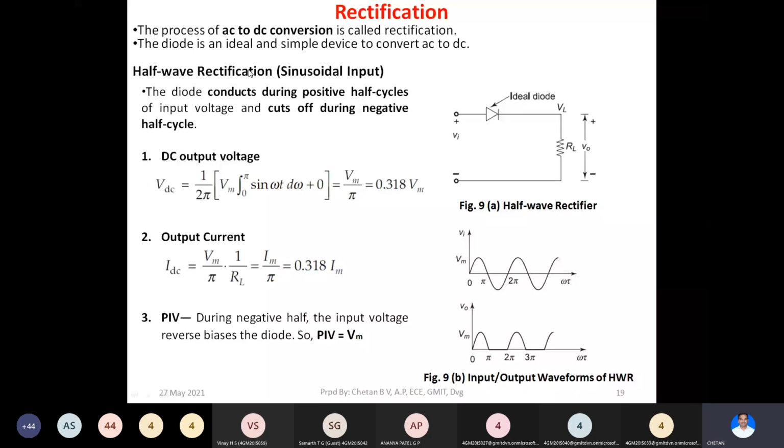Even though the converted DC will not be in the purest form, you can do further processing of the converted DC to get a regulated DC at the end. We can use filter circuits, and also we can use regulators to obtain a constant DC.